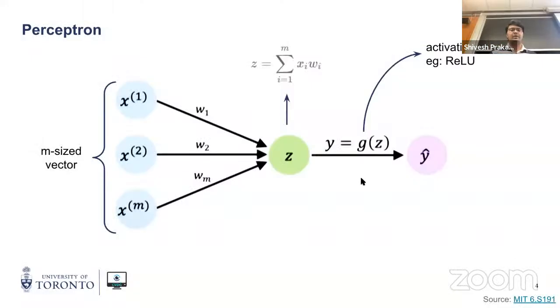neural network where we have an m-sized vector with their corresponding weights, and we multiply them with their weights and then add them. And so z is here. It's basically a linear combination of them. And then we send this to an activation function, example ReLU. And the output of this activation function is our target value.